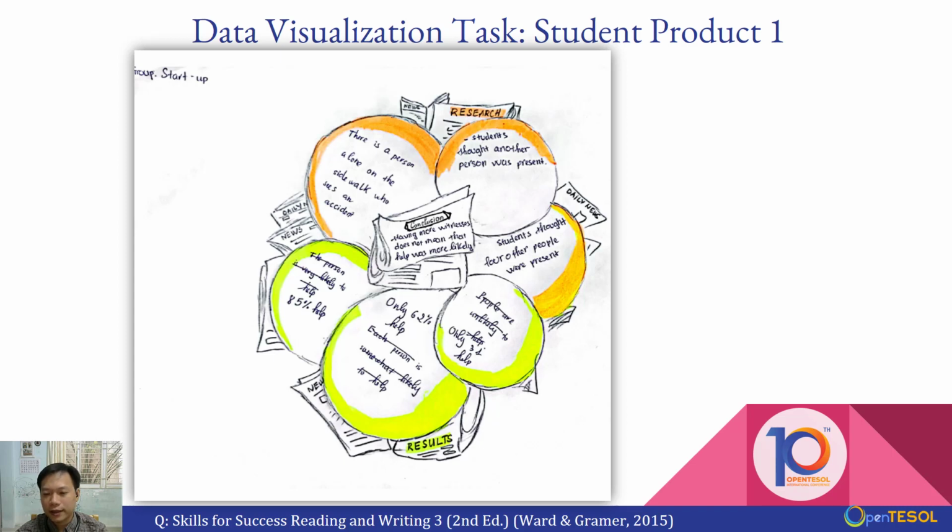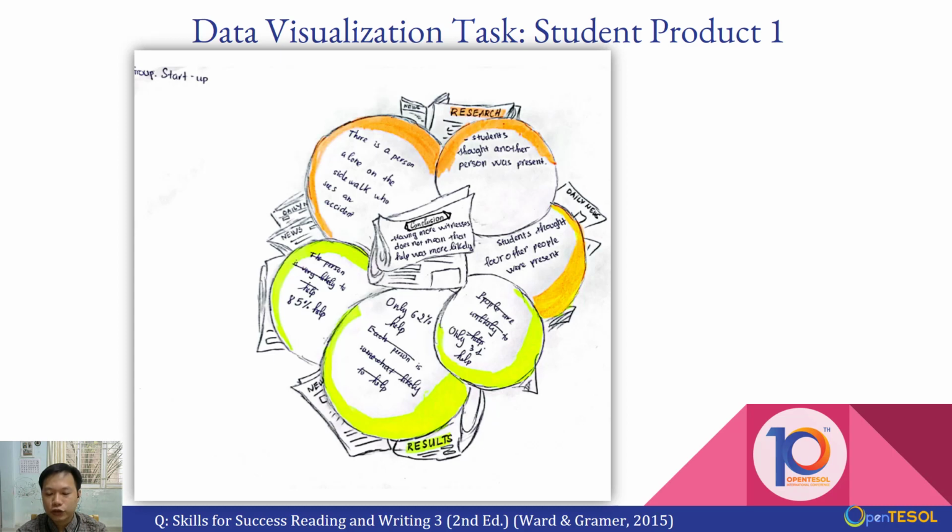You can see that it is confusing, right? Because this is the first time the students were asked to do such a task, the data visualization. So they use something that looks like a Venn diagram with not very clear sections: research, conclusion, and results. I couldn't say this is a successful product, but what do I mean here?